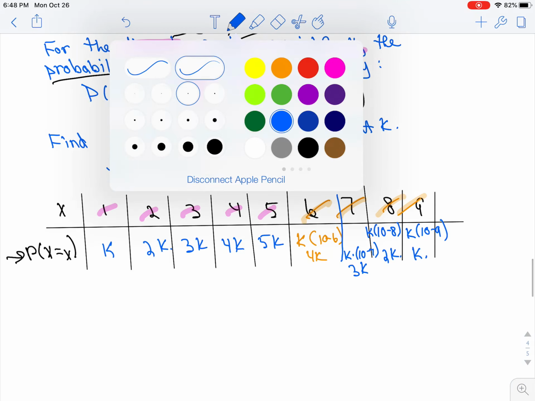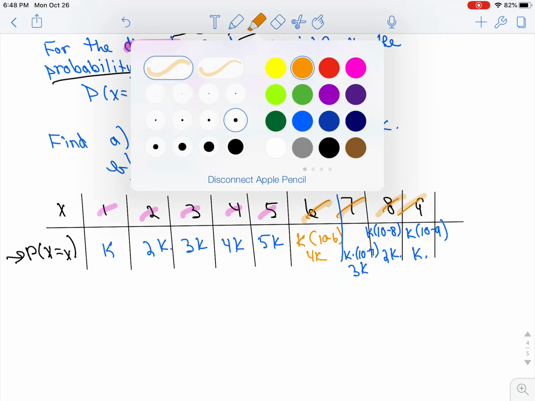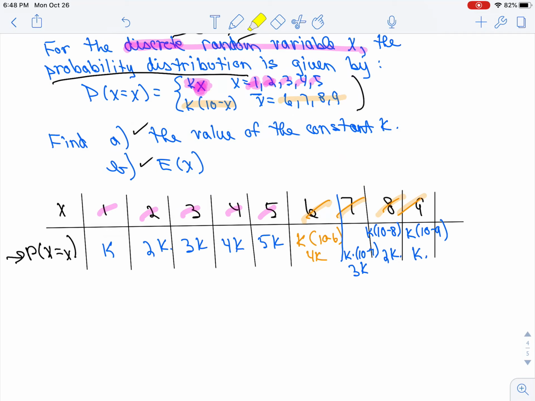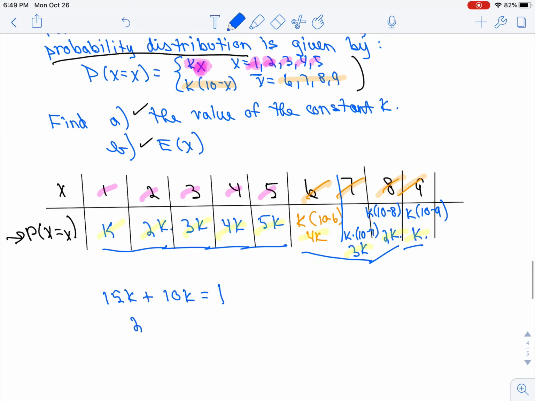So if I'm going to find the value of k, what you need to remember for this one is that the sum of all of these entries has to add up to 1. So if I add those up, I'm going to have 3k, 6k, 10k, 15k. So let's go ahead and write that, 15k. Plus 4k, 3k, 7k, 9k, 10k. Right, and that equals 1. So that means I'm ending up with 25k is equal to 1. So k is equal to 1/25.